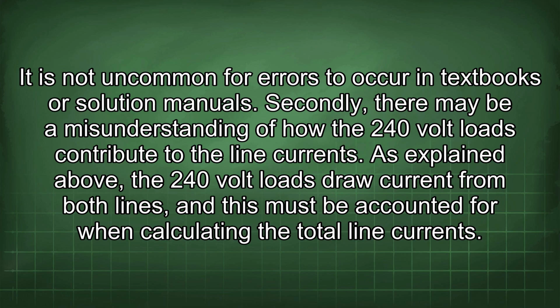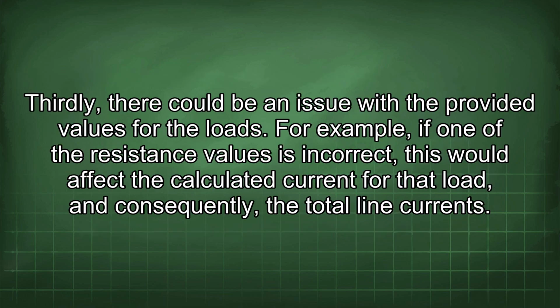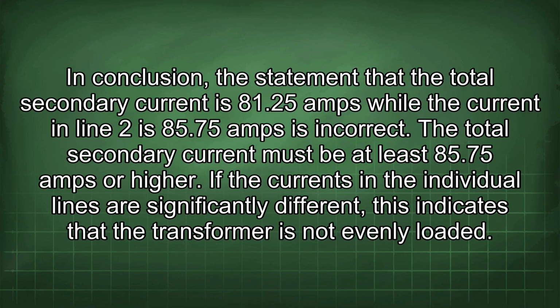As explained above, the 240-volt loads draw current from both lines, and this must be accounted for when calculating the total line currents. Thirdly, there could be an issue with the provided values for the loads. For example, if one of the resistance values is incorrect, this would affect the calculated current for that load and consequently the total line currents. In conclusion, the statement that the total secondary current is 81.25 amps while the current in line 2 is 85.75 amps is incorrect. The total secondary current must be at least 85.75 amps or higher.